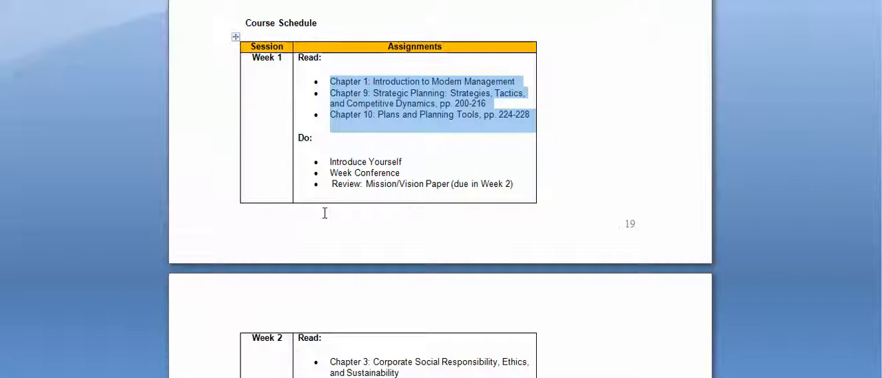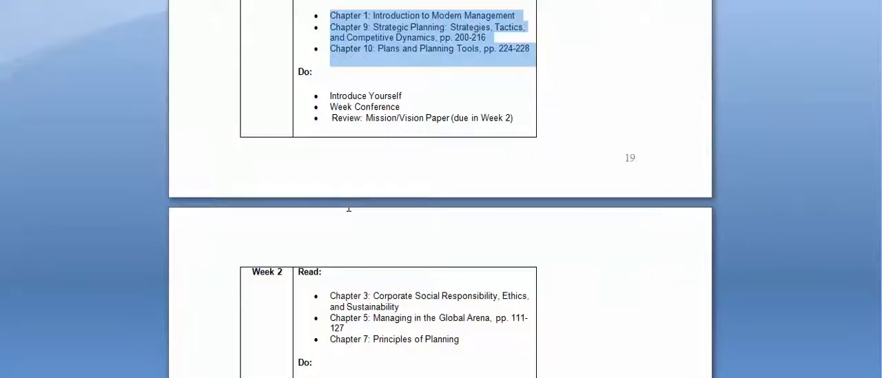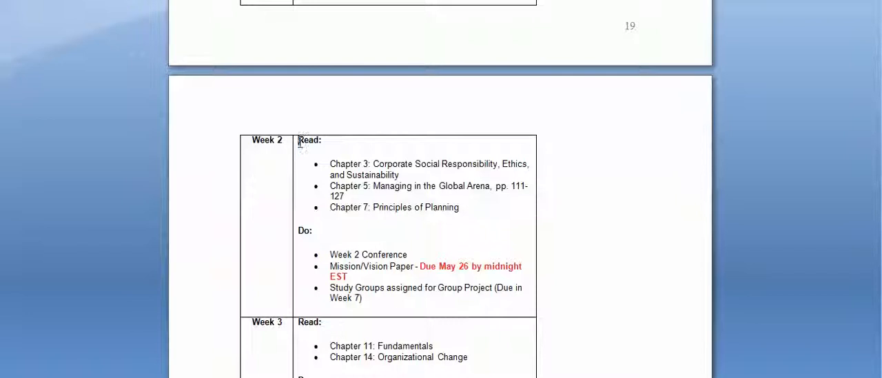So you'll need to make sure you read chapters 1, 9, and 10 in the textbook by Certo and Certo. What you should be doing during week 1 is introduce yourself. There's a forum in the conference area where you can introduce yourself. Make sure that you actively participate in the weekly discussion conference and review the mission vision paper that's going to be due in week 2.